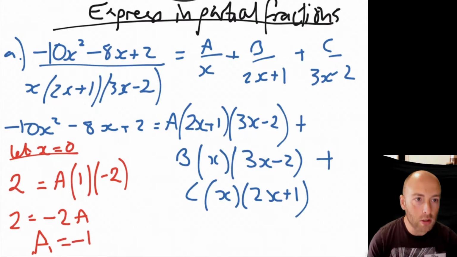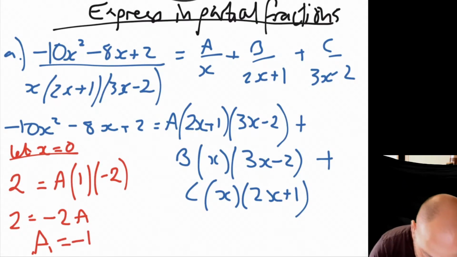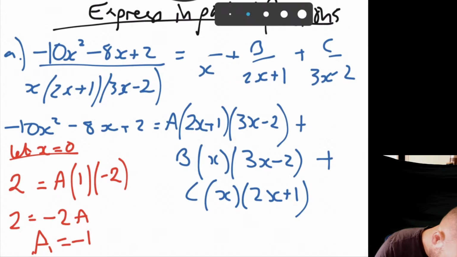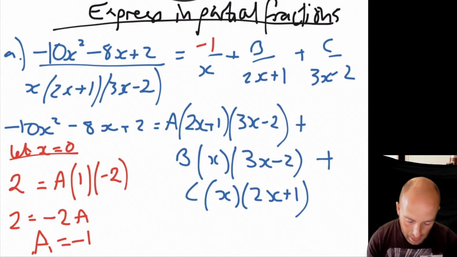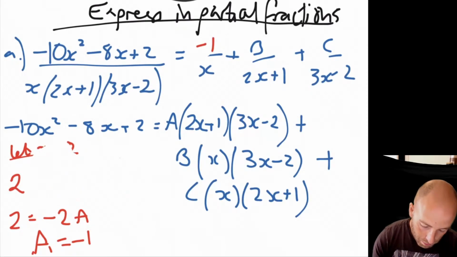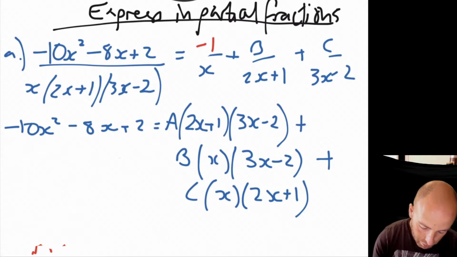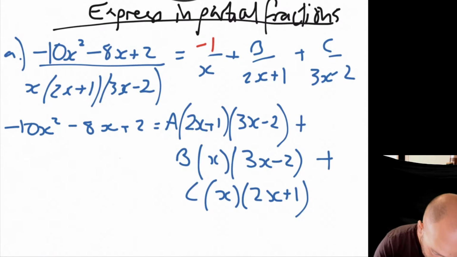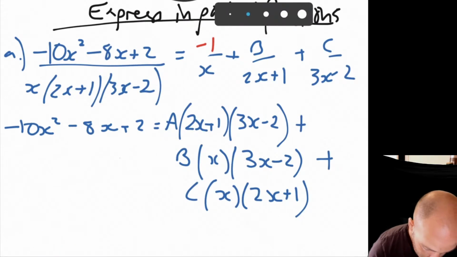is minus 1. Good, got lots of answers coming in now. Thank you, guys. So I'll put minus 1 in as A. And now we're going to go back to it and try the other two. So put in x is 2 over 3.